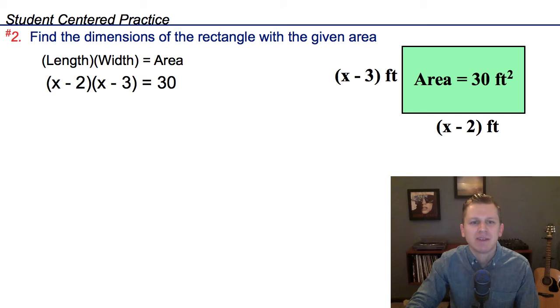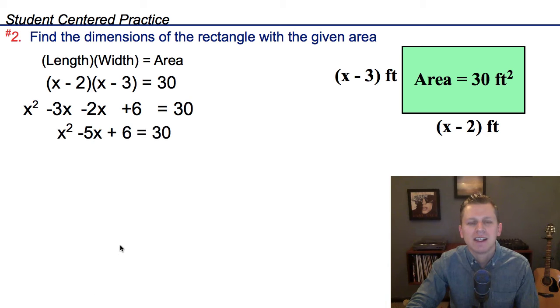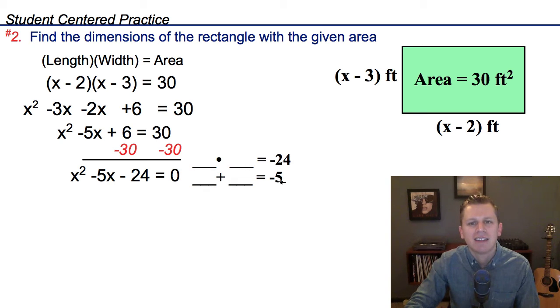Next step is to double distribute or FOIL. Now we need to combine like terms. Negative 3x and negative 2x will give us negative 5x. Now, of course, we need this to equal 0, so subtract 30 from both sides. Now we need to factor. This is trinomial factoring. We need two numbers that multiply to negative 24 and add to negative 5. We know that when two numbers multiply to a negative, one will be positive and one will be negative. Here we get negative 8 and positive 3.